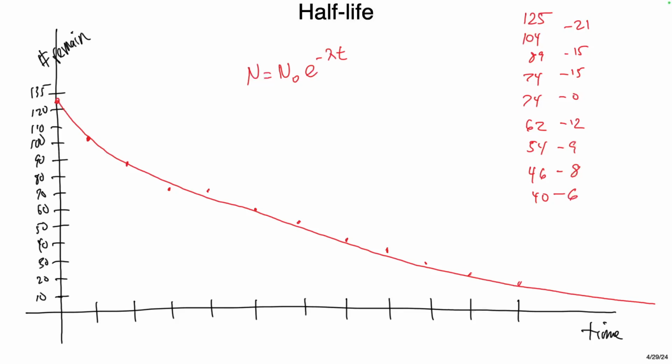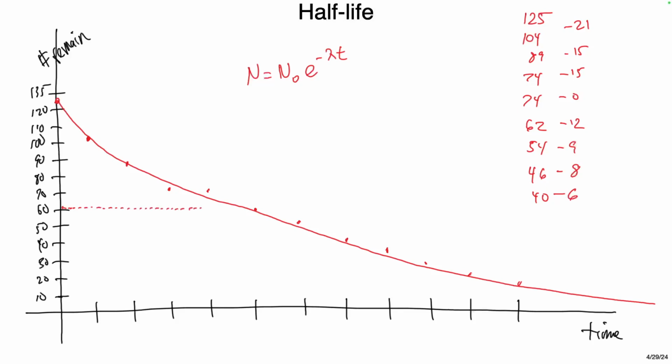The half-life is defined as the time that we had half of our starting amount remaining. We started with 125. What's half of 125? 62 and a half? Is that right? Yeah. Okay. So somewhere around 60, this is about our halfway point in our population that we started with.